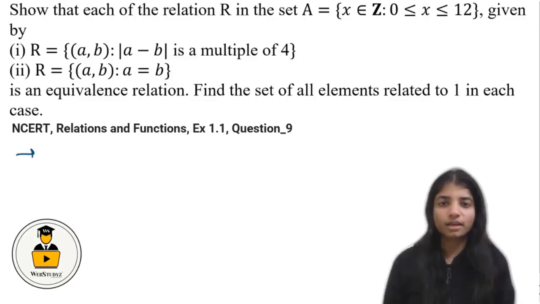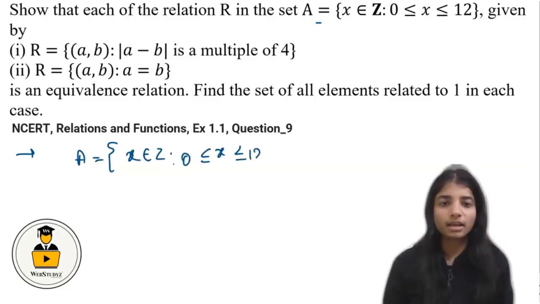In this question we are given that we have to show that each of the relations in a set A is, where A is x belongs to Z such that x is greater than or equal to 0 and less than or equal to 12, given by the first question. Basically we are given the set x, x belongs to Z such that x is greater than or equal to 0 and less than or equal to 12. Here Z is representing the integers. We are considering part 1.